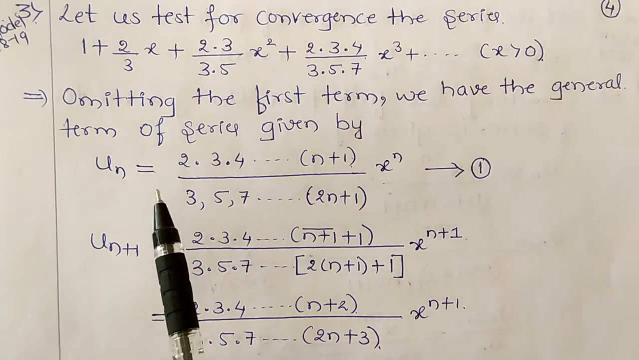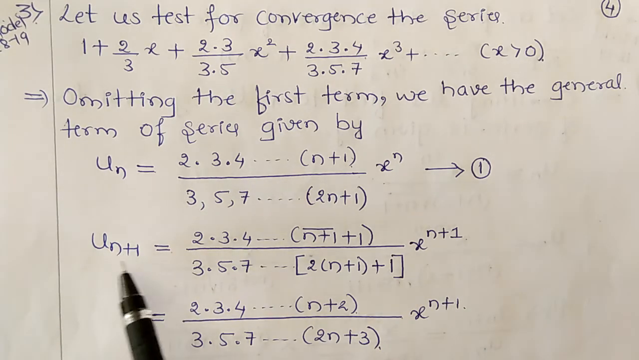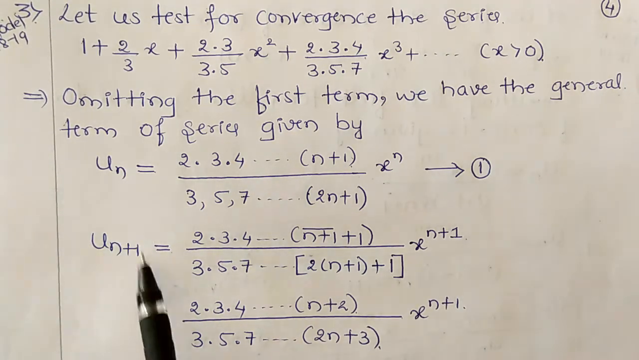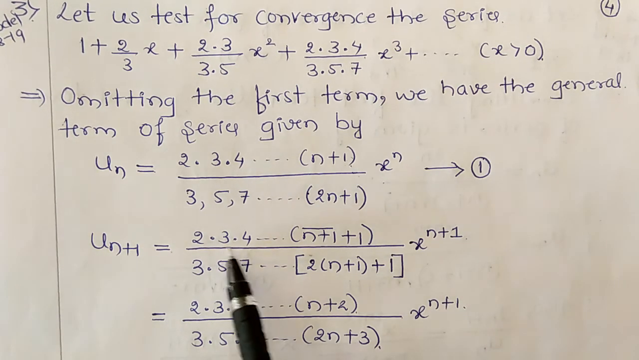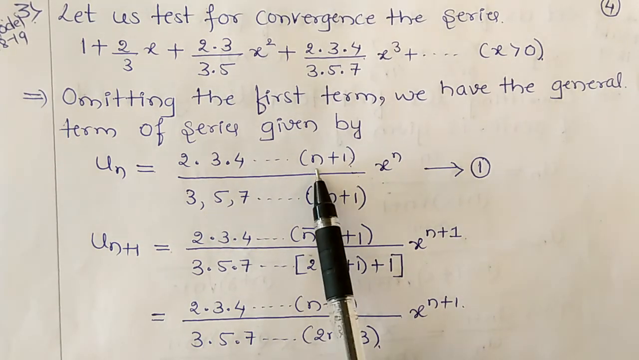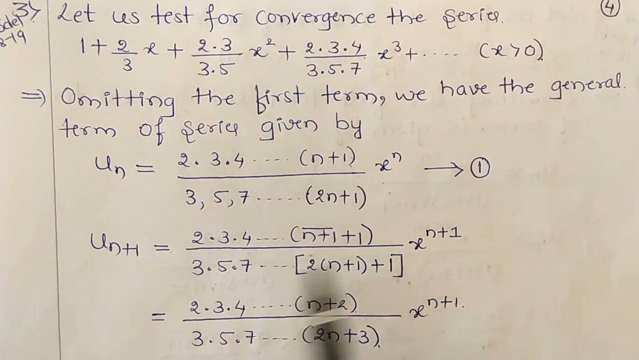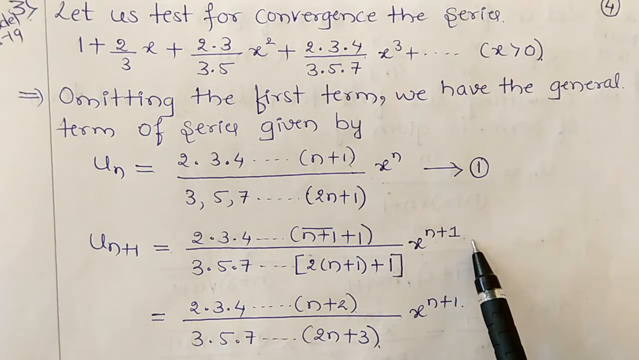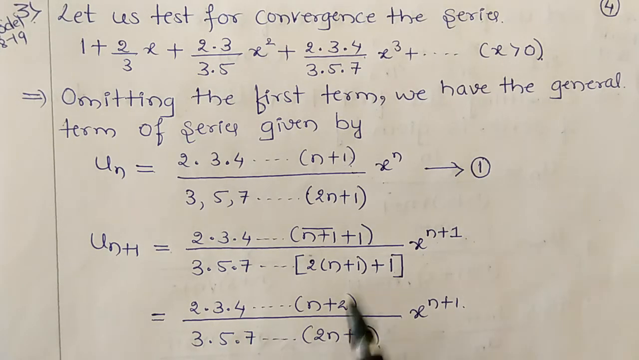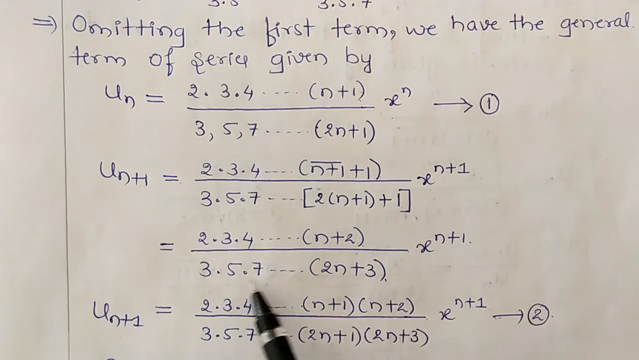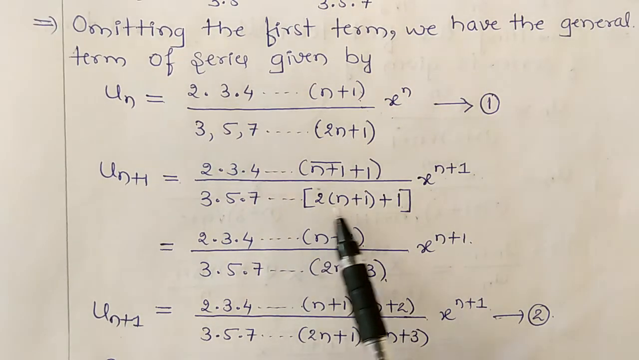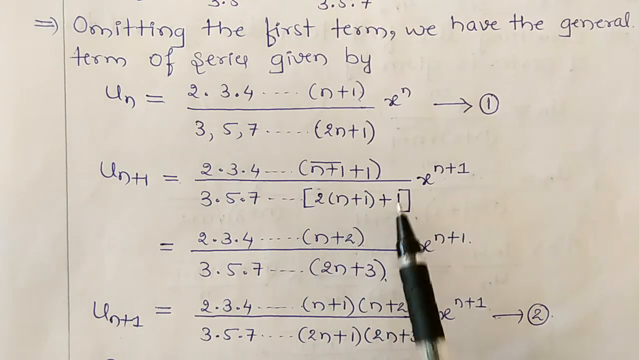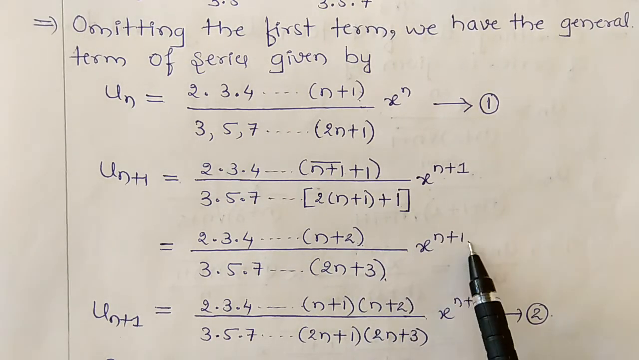Then by using un, to write un plus 1, only replace n with n plus 1 in this. So 2, 3, 4 and so on, n is replaced by n plus 1, whole divided by 3, 5, 7 and so on, into x raised to n plus 1. After n plus 1 it is n plus 2, whole divided by 3, 5, 7, up to 2n plus 2 plus 1, that is 2n plus 3, into x raised to n plus 1.